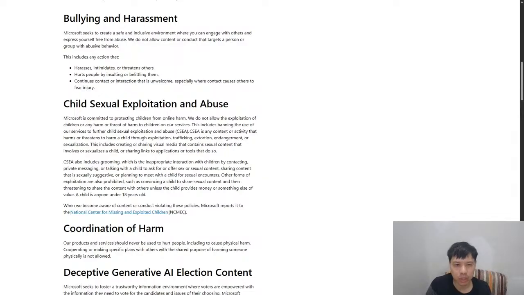CSEA also includes grooming, which is the inappropriate interaction with children by contacting through private messaging or talking with a child to ask for or offer sex or sexual content, sharing content that is sexually suggestive, or planning to meet with a child for sexual encounters. Other forms of exploitation are also prohibited, such as convincing a child to share sexual content and then threatening to share the content with others unless the child provides money or something else of value. A child is anyone under 18 years old. When we become aware of content or conduct violating these policies, Microsoft reports it to the National Center for Missing and Exploited Children. So here's the thing, guys.